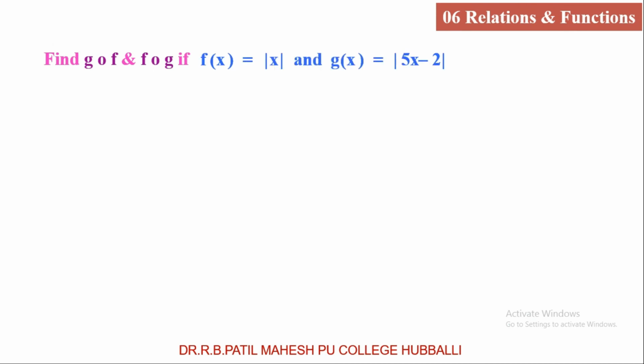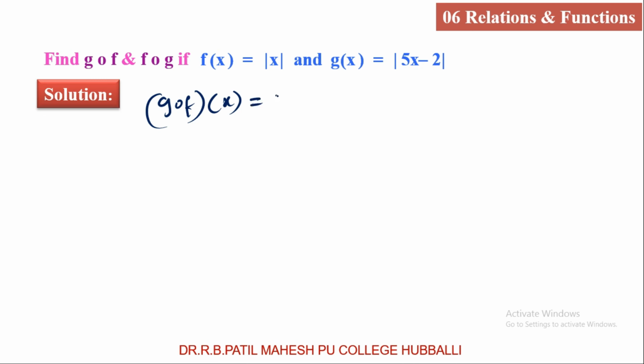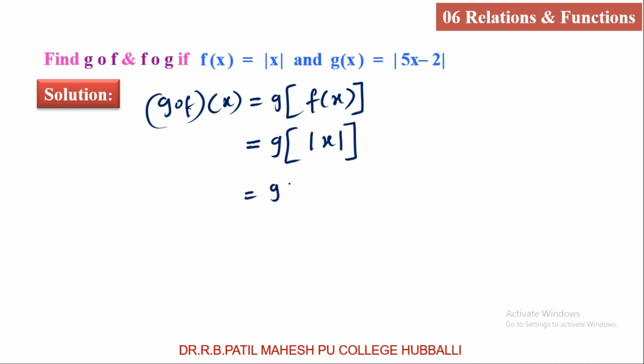Find g composition f and f composition g if f of x is mod of x and g of x is modulus of 5x minus 2. Dear students, again the same type of question. Find g composition f of x. What is the definition? Remove the small circle. g of f of x is equal to g of, what is f of x? Modulus of x. Now for simplification purposes, I will take it as k. So k will be mod of x.